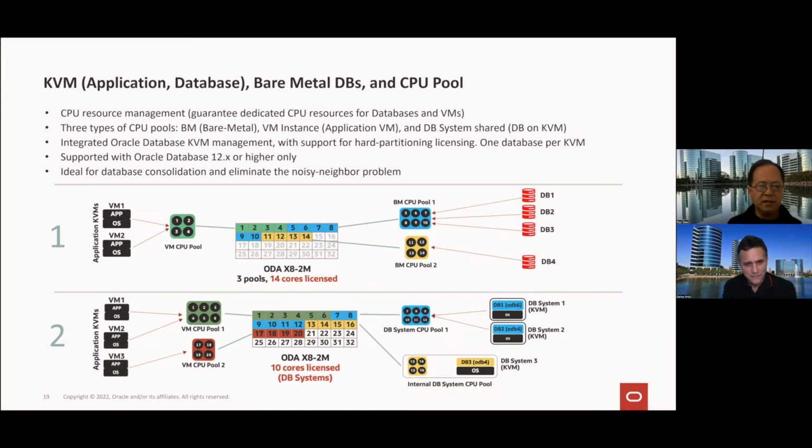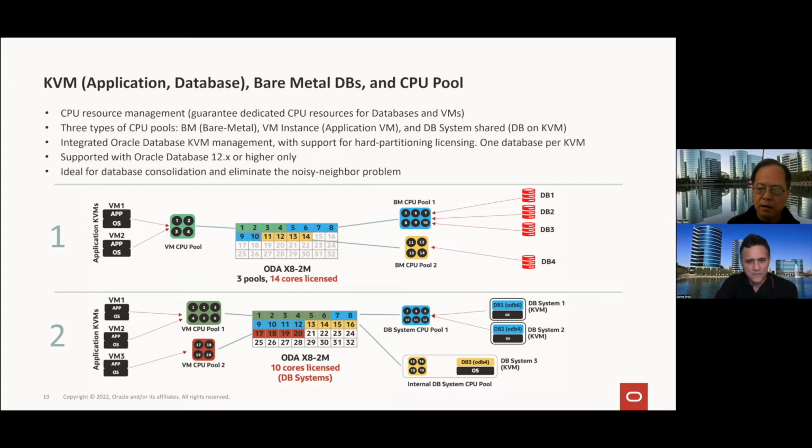On the first example, we show you the bare metal scenario where you can use the CPU pool to control your resources. For example, on the right-hand side, you can see database 4. It's an important database. So we have a dedicated CPU pool for that database, whereas on the top, we have a shared CPU pool for the 3 databases, database 1 through 3. So that's one scenario.